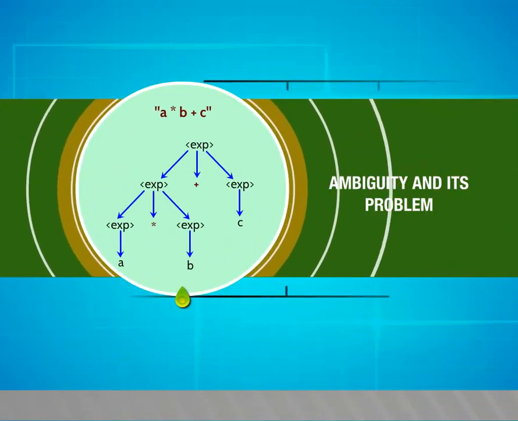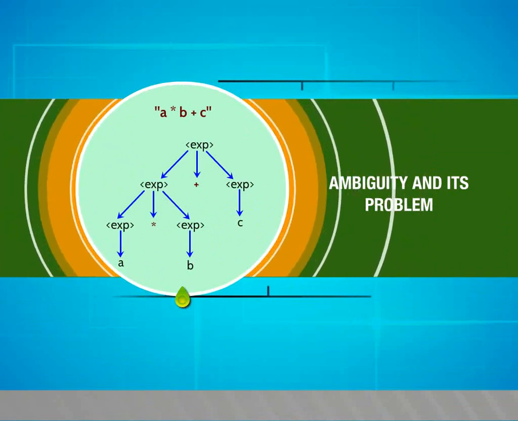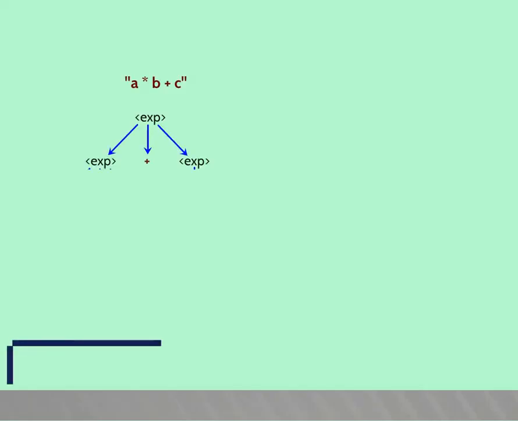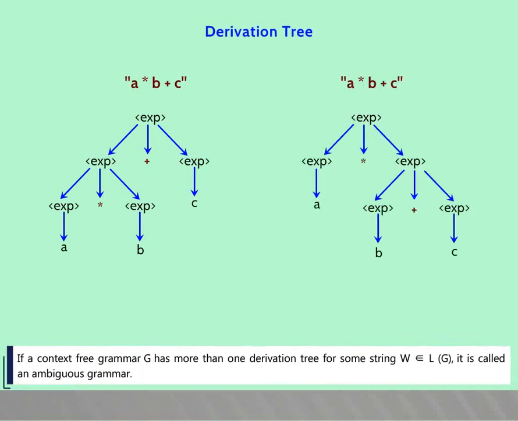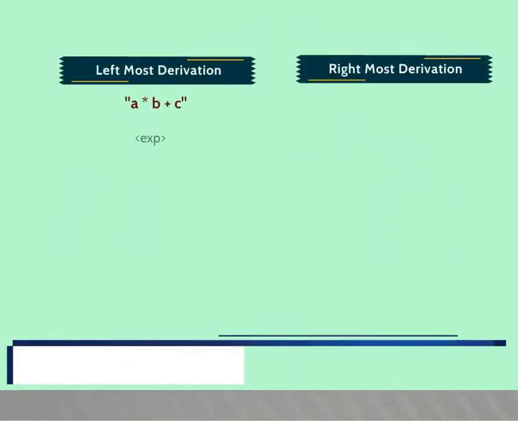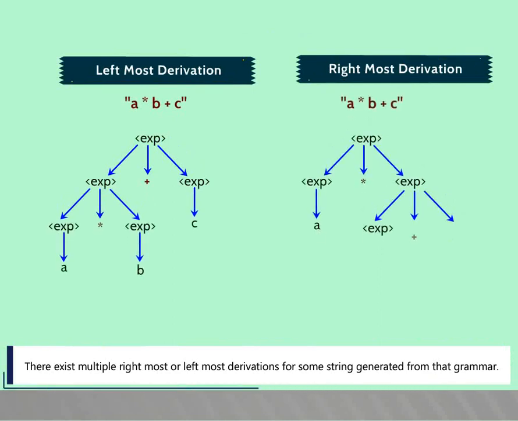Ambiguity and its problem. In this video, we are going to see about ambiguity and its problem. If a context-free grammar G has more than one derivation tree for some string w element of L(G), it is called an ambiguous grammar. There exist multiple rightmost or leftmost derivations for some string generated from that grammar.